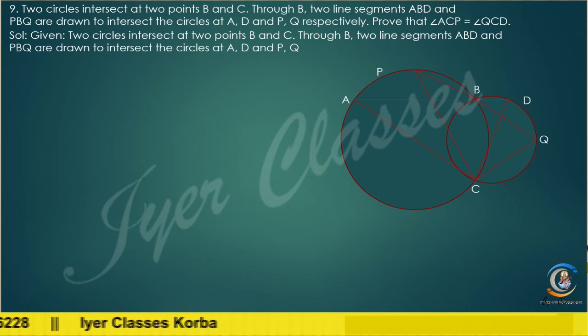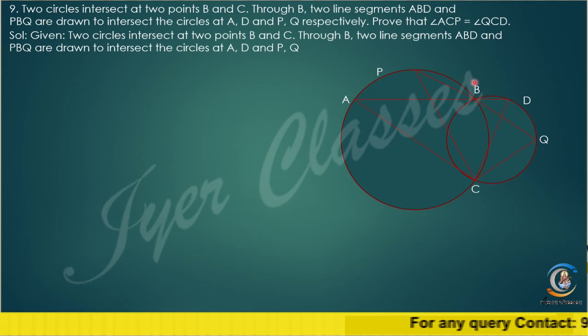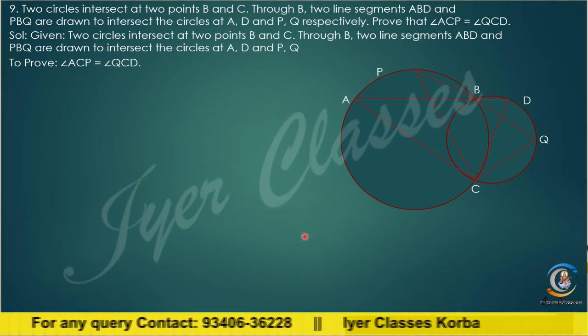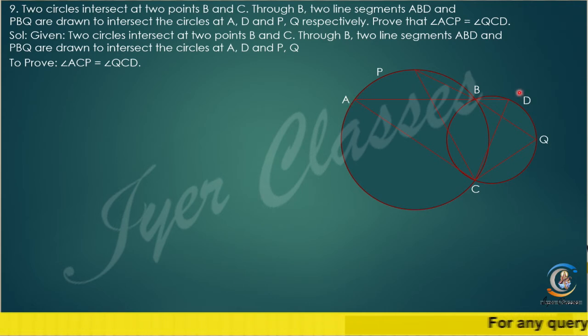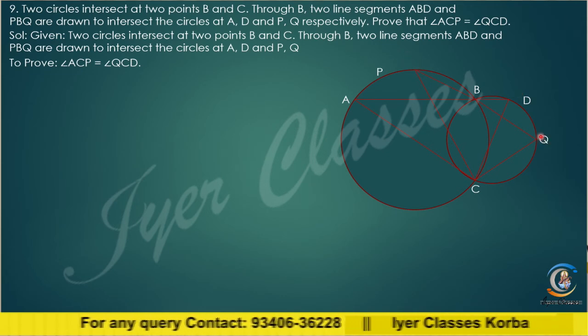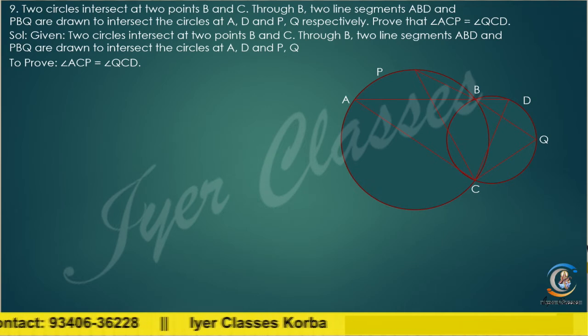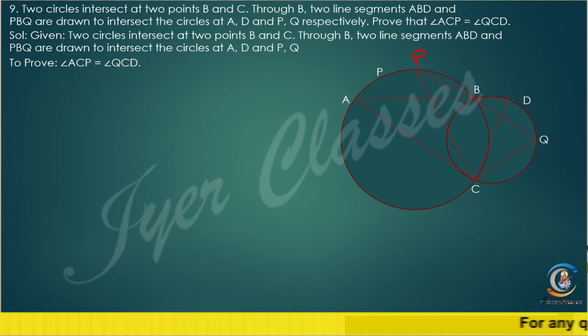For this, you are given two circles intersecting at points B and C. Here, see, this is B and this is C. Through B, we have the line ABD and another line, which is PBQ. Both are drawn to intersect the circle at A, then D, then P and Q, right? This P should be coming here. Let me write it here. This is the point P. You will not get confused.